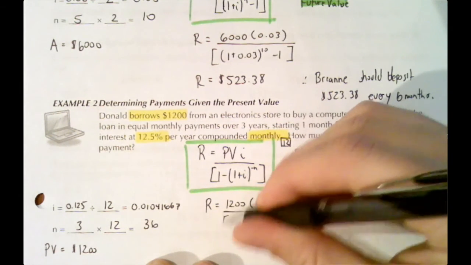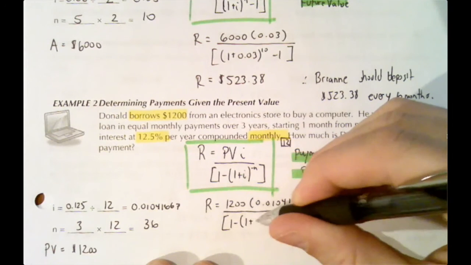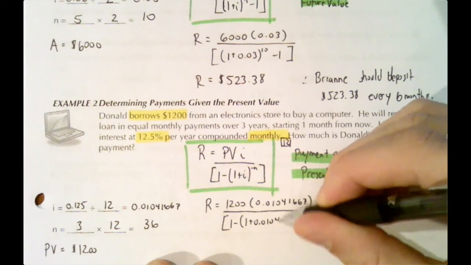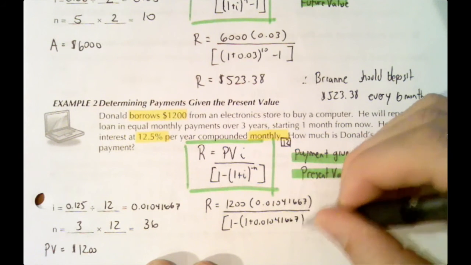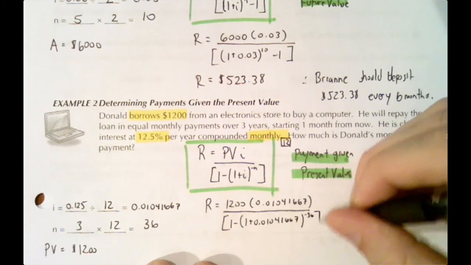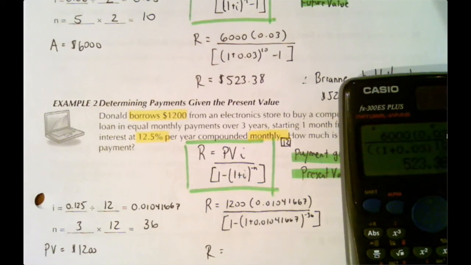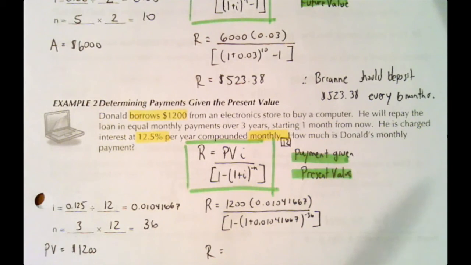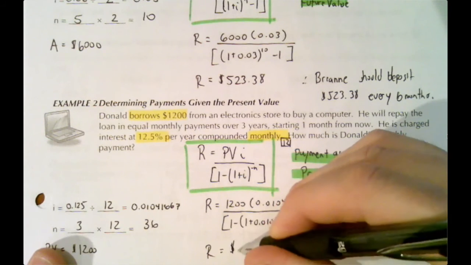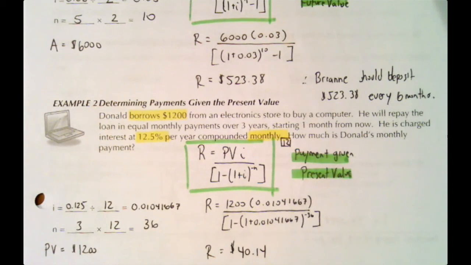Over 1 minus 1 plus I to the negative 36 square bracket. And if we type this one in our calculator, I'm not going to show my calculator this time. We get $40.14. Trickiest part to this one is you need to use that negative sign, not subtract for your exponent, negative 36. So Donald only has to pay back $40.14, but he's got to do it 36 times, so he's actually paying a lot more than $1,200.